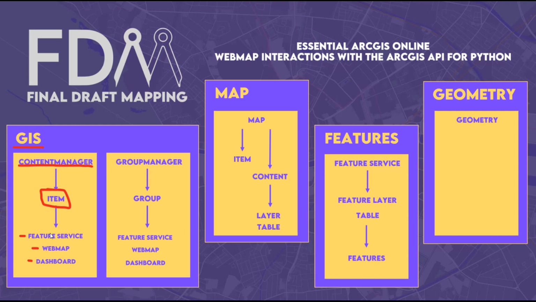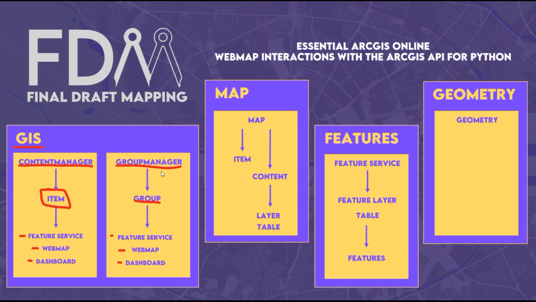Although we're not going to dive into groups in this course, it is another important module within the ArcGIS API for Python. You can use the group manager to create and access groups, where we can add feature service items, web map items, dashboard items, and other items of content. Of course, this course is all about the web map.